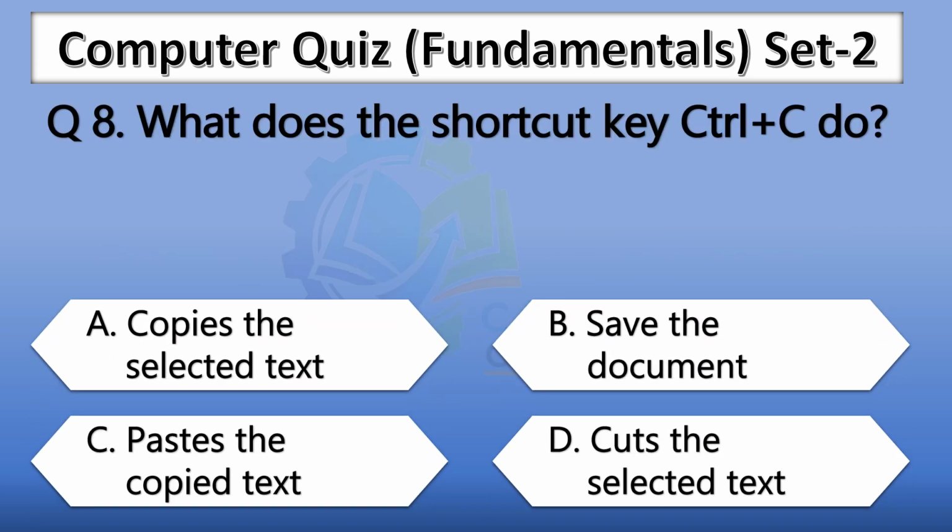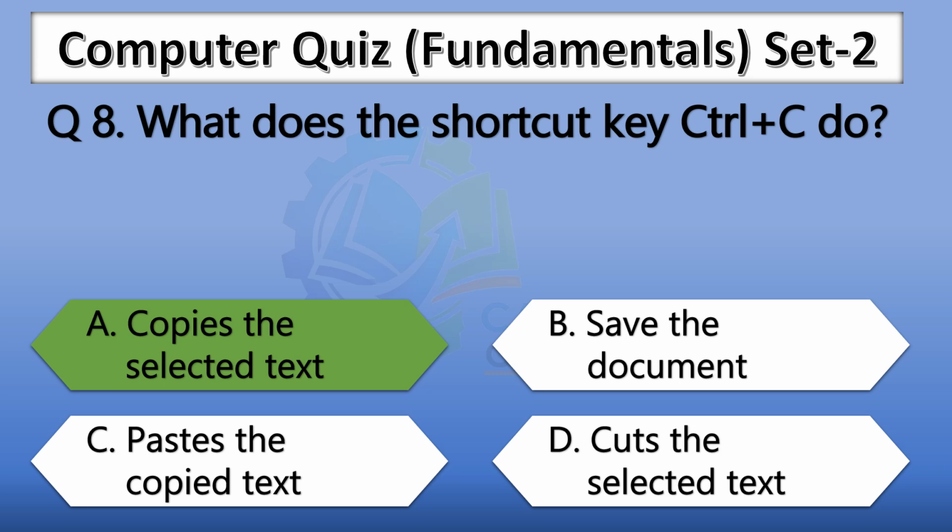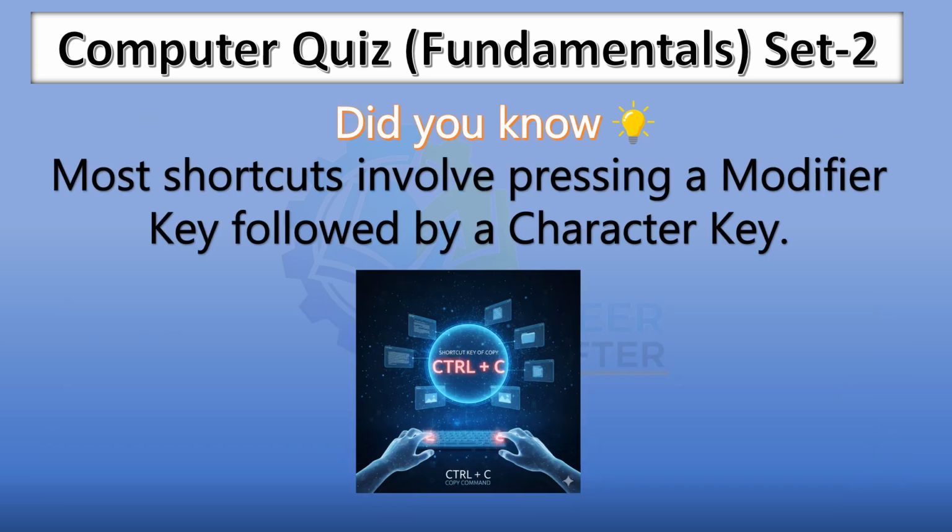What does the shortcut key Ctrl+C do? Copies the selected text, saves the document, pastes the copied text, or cuts the selected text? The correct option is copies the selected text. Most shortcuts involve pressing a modifier key followed by a character key.